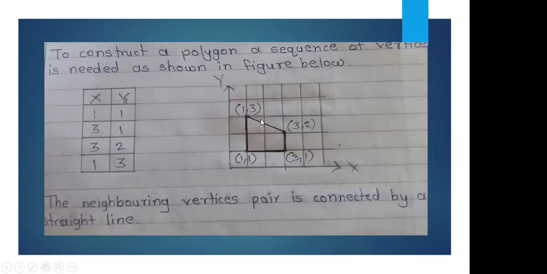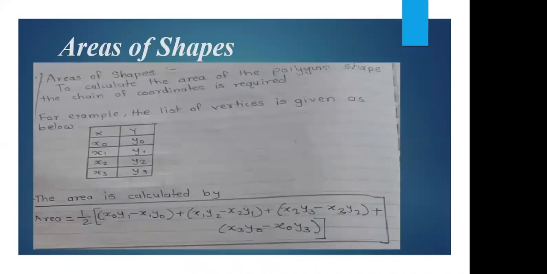That means the polygonal shape has two sequences, clockwise and anti-clockwise. Suppose you don't mention whether the sequence of vertices is clockwise or anti-clockwise, then the system takes the sequence as clockwise by default. Okay, then the next point is areas of shapes.